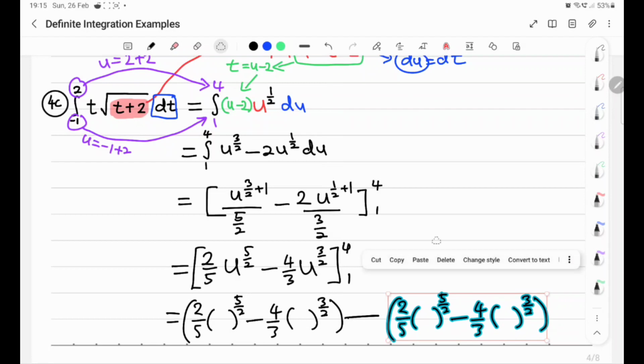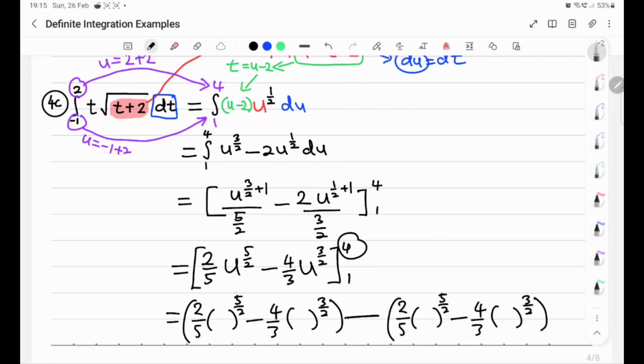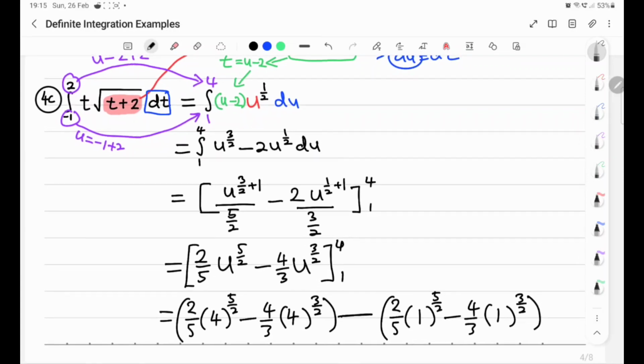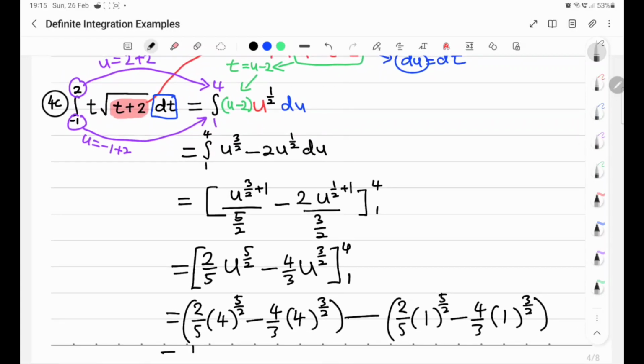Good then. Now what is the upper limit? The upper limit is 4. So replace 4 over here in the empty brackets. Now what is the lower limit? It is 1. Put them over here. And then the final answer, I leave you all with your calculator.